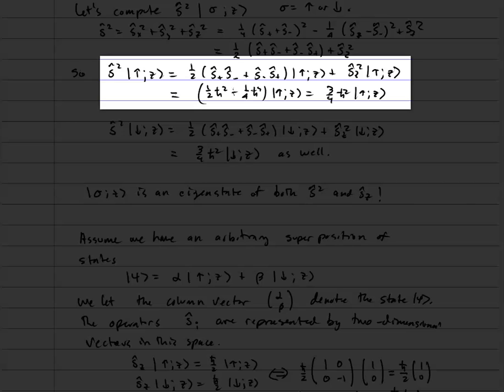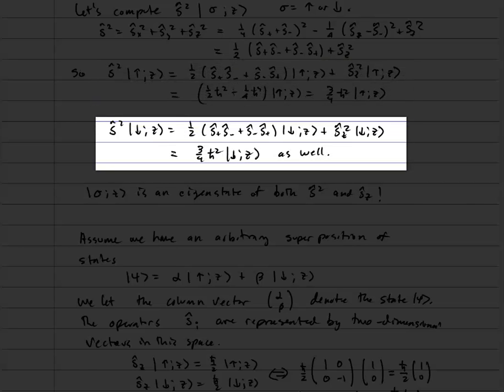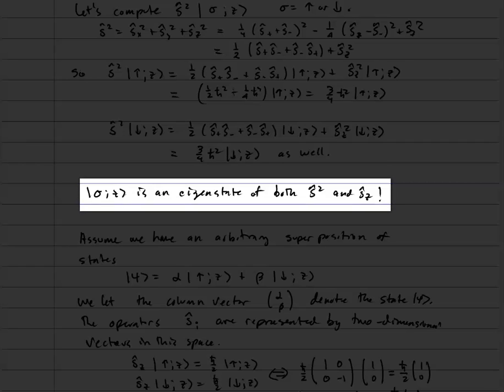Now you can do the same thing acting on the down state. In this case, the S plus S minus term is going to annihilate, but the S minus S plus term is going to give me an h bar squared over 2. And the Sz squared term is the same because (minus h bar over 2) squared is still equal to h bar squared over 4. So you get 3/4 h bar squared for that state as well. So the states sigma semicolon z, or sigma along the z-axis, are eigenstates of both S squared and Sz.